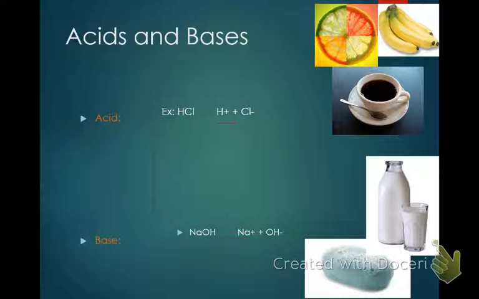So our last little bit of chemistry review is acids and bases, okay?